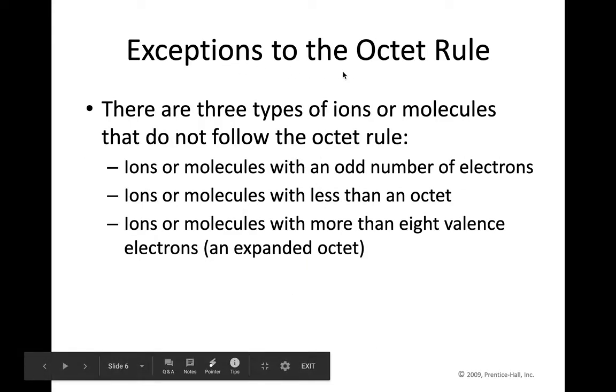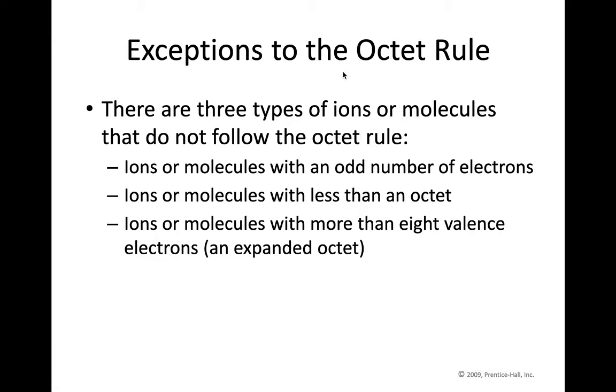There were some exceptions to the octet rule that are important to keep in mind when drawing Lewis structures. There's 3 possible exceptions. We could have ions or molecules that have an odd number of electrons. If there's an odd number to work with, you're not going to be able to put an even number on each element. The math doesn't work there.